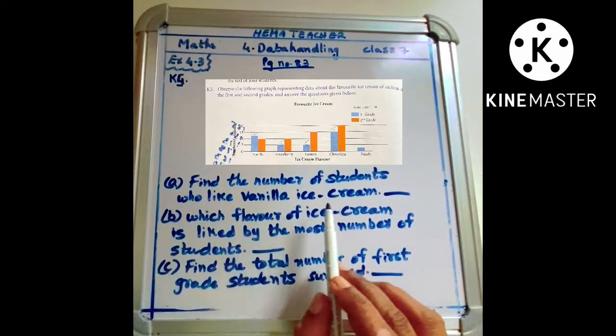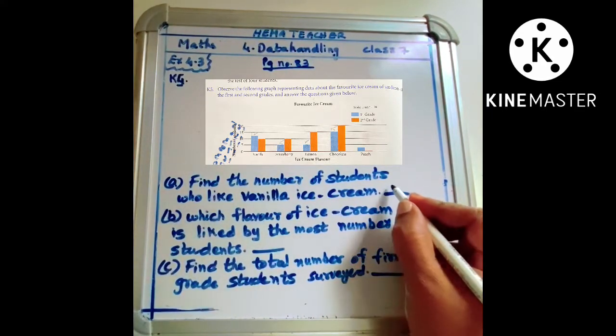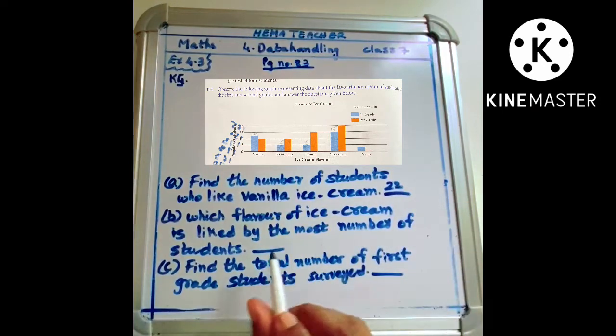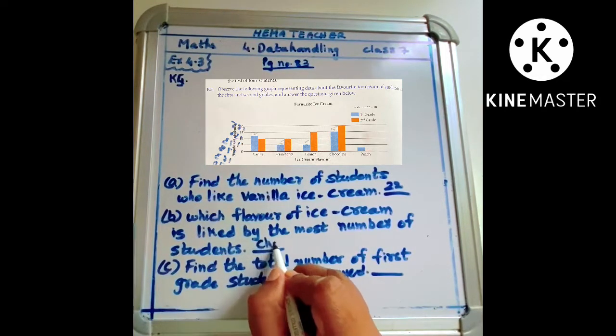Q5, A: find the number of students who like vanilla ice cream. How many students? 22 students. B: which flavor of ice cream is liked by the most number of students? That is chocolate.